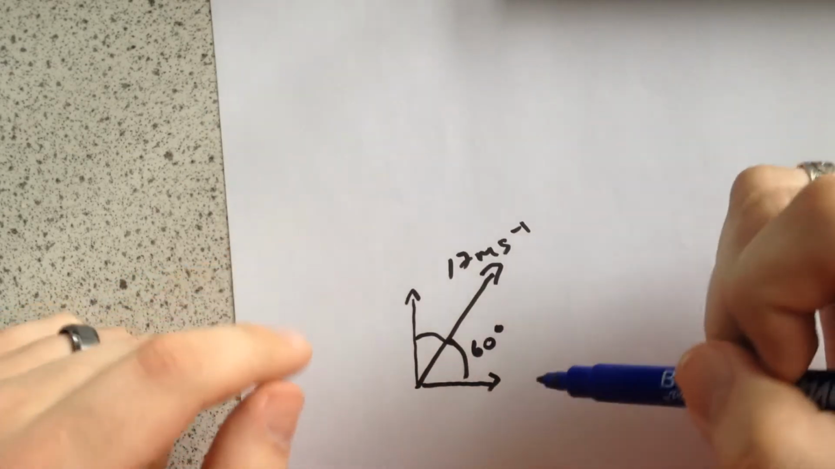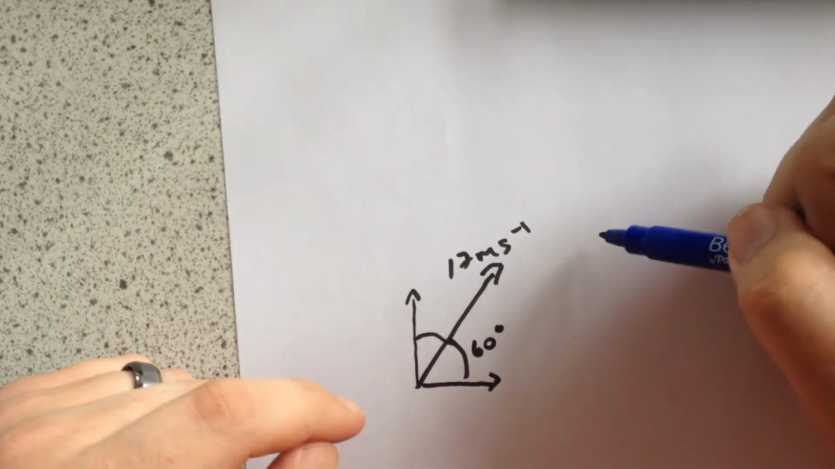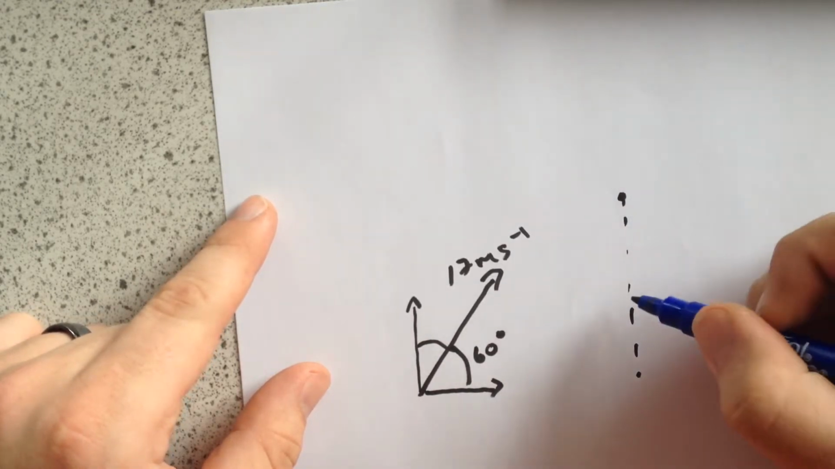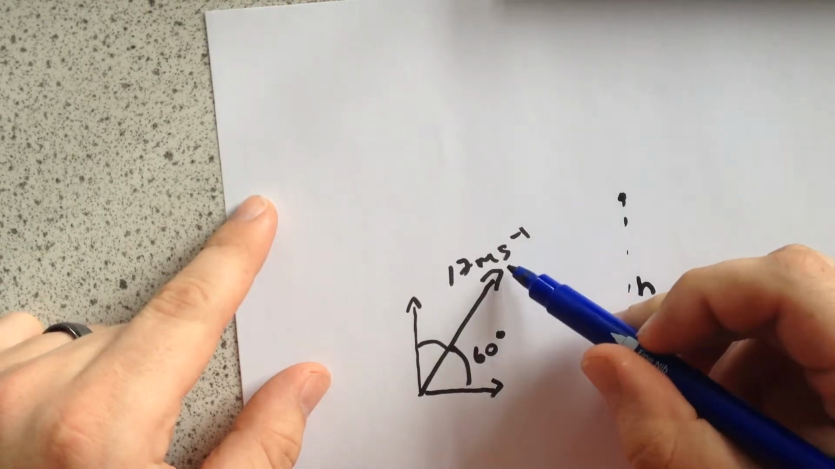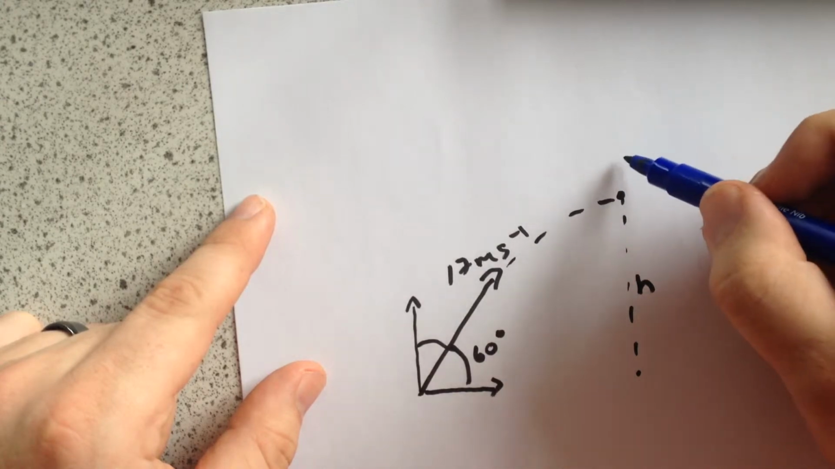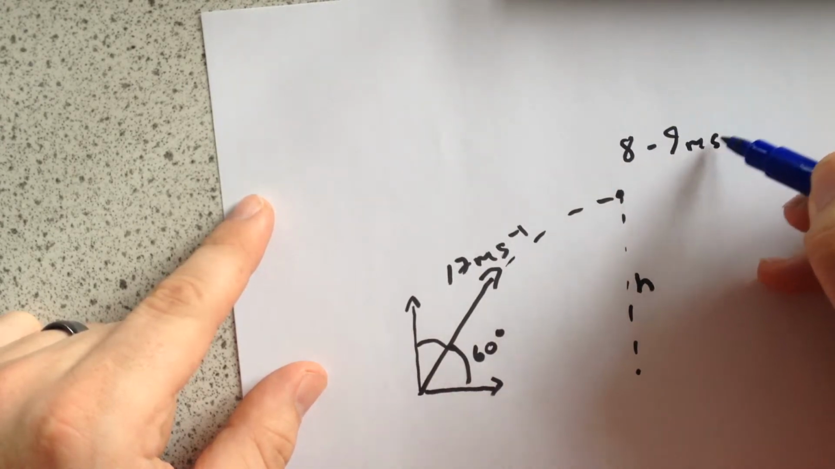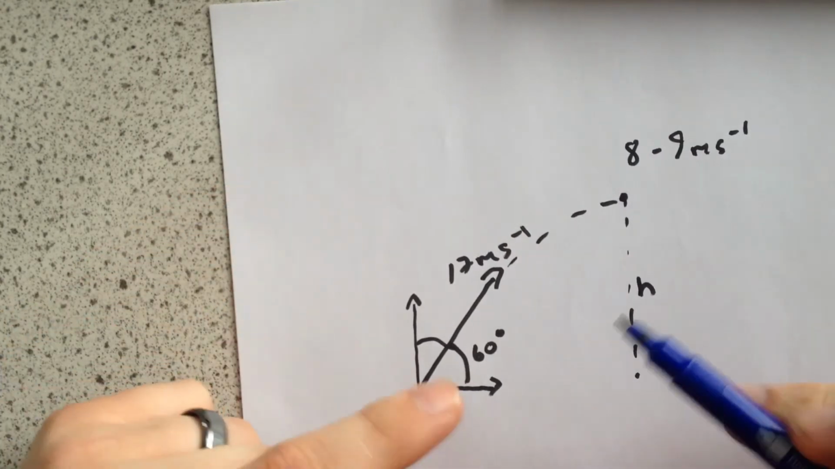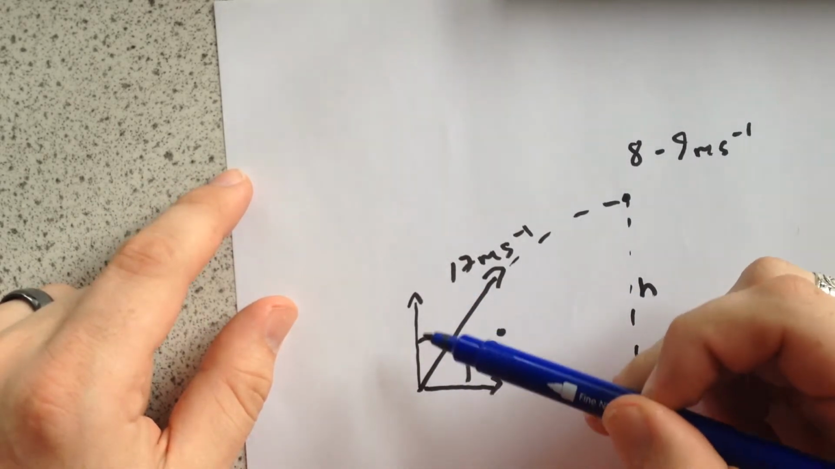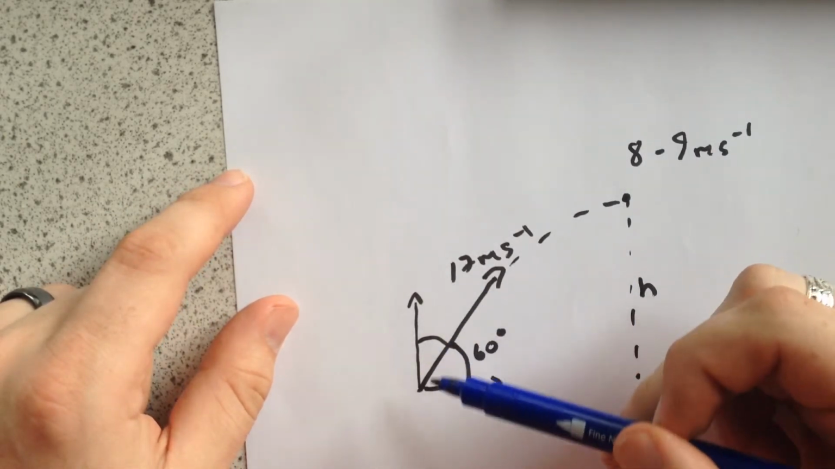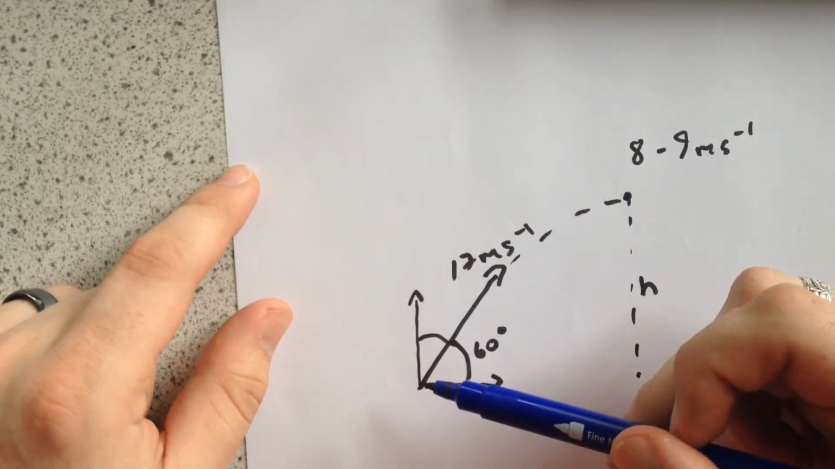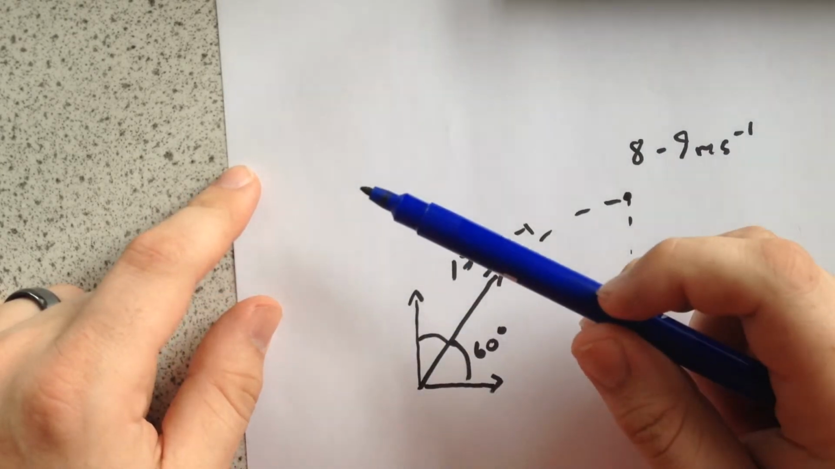So, we need to divide this up, and we're asked to show that at the top of the height of this trajectory, the ball's velocity is approximately between 8 to 9 meters per second. Okay, so we need to look at this situation very carefully. Let's look at this vertical component here. We're going to calculate it in a second, but let's think about it qualitatively at the moment. Imagine you throw a ball straight up in the air.